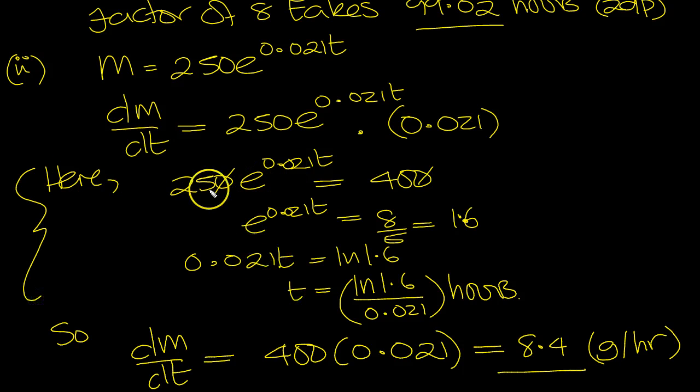Simply because this is the mass equation here, which we know was 400, so we could just simply put it in here times the 0.021 and get the answer.